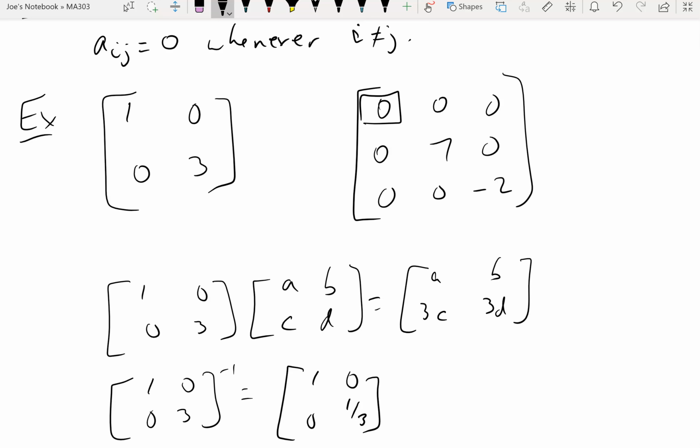The same thing happens to be true for columns, right? If I have a column full of zeros and it's on the right of something, you'll end up with a column in the same place that has zeros in it. So a matrix with a row of zeros can't have an inverse. A matrix with a column of zeros also can't have an inverse.